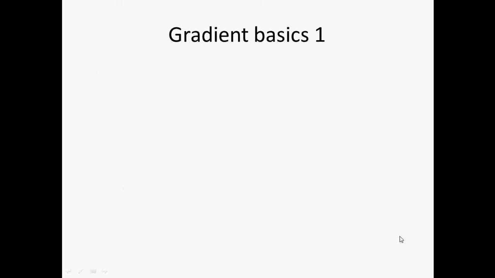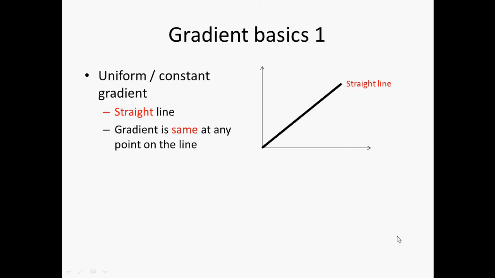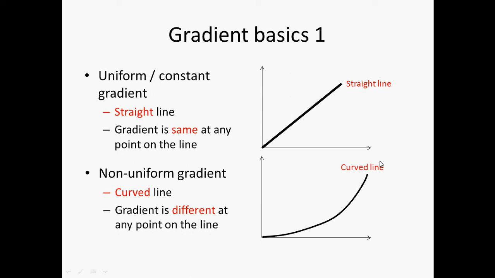Lastly, we want to compare what is considered a uniform, constant gradient and what is not. If you have a straight line, the gradient is considered uniform or constant, because the gradient is the same at any point along the straight line; at any point the rise over the run gives you the same value. Conversely, if you have a curved line, you have a non-uniform gradient, because at any point on the line the gradient is different. Now how do we prove this?